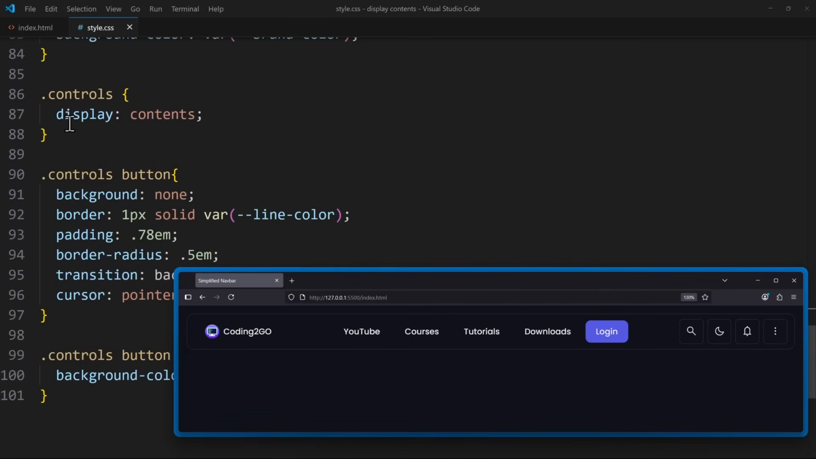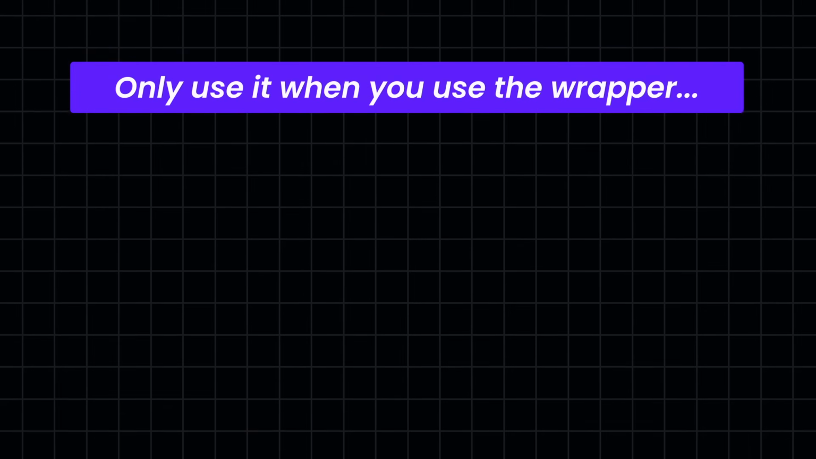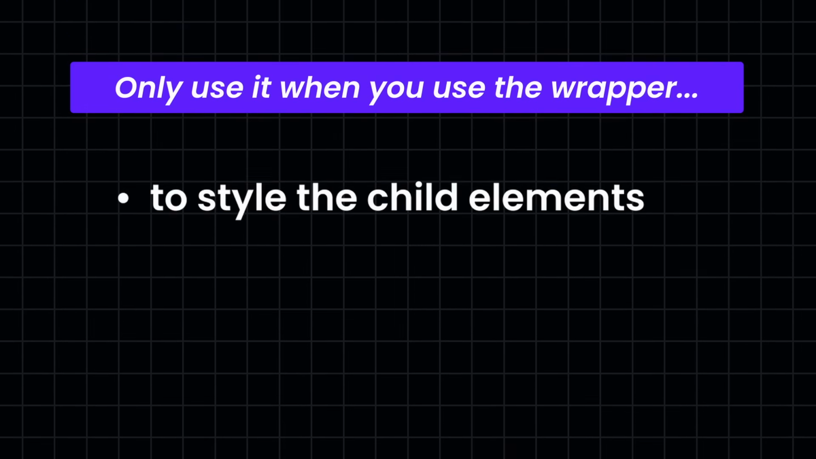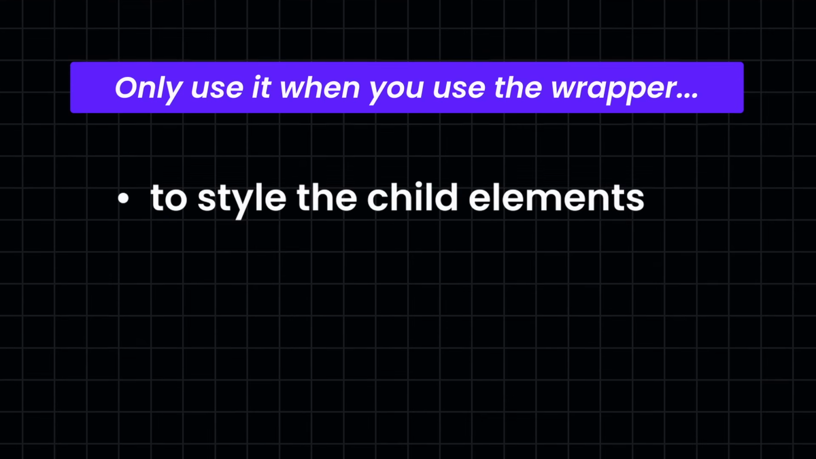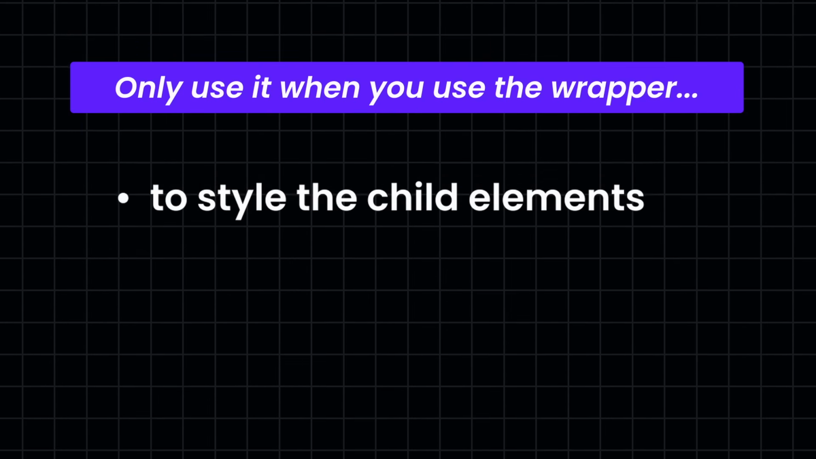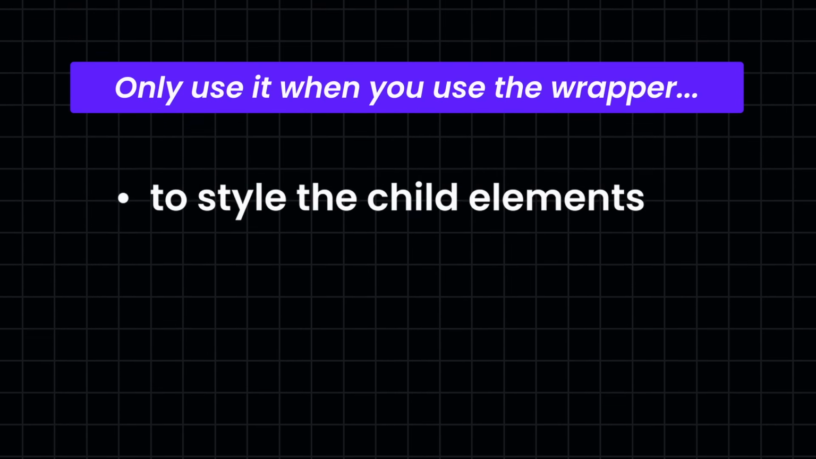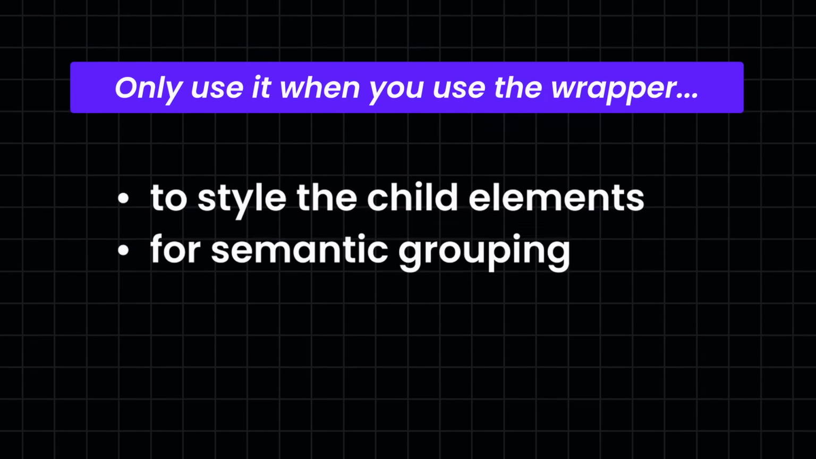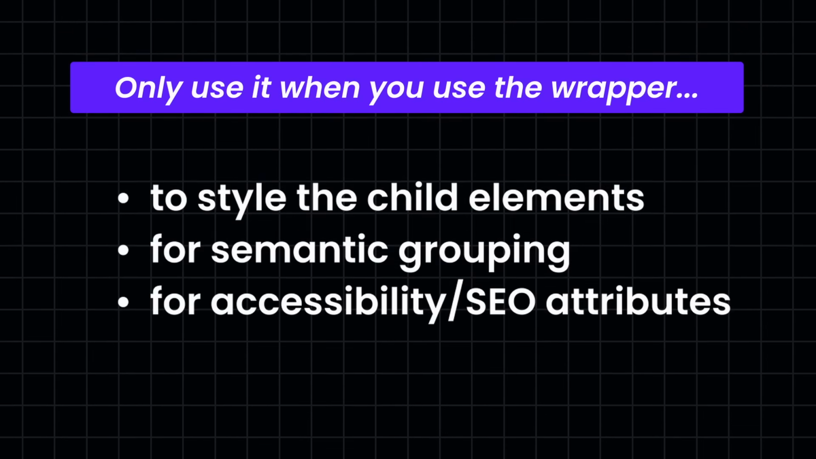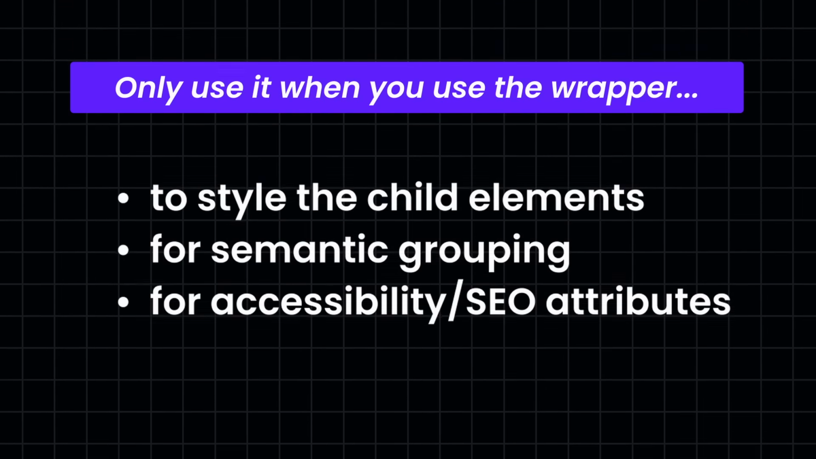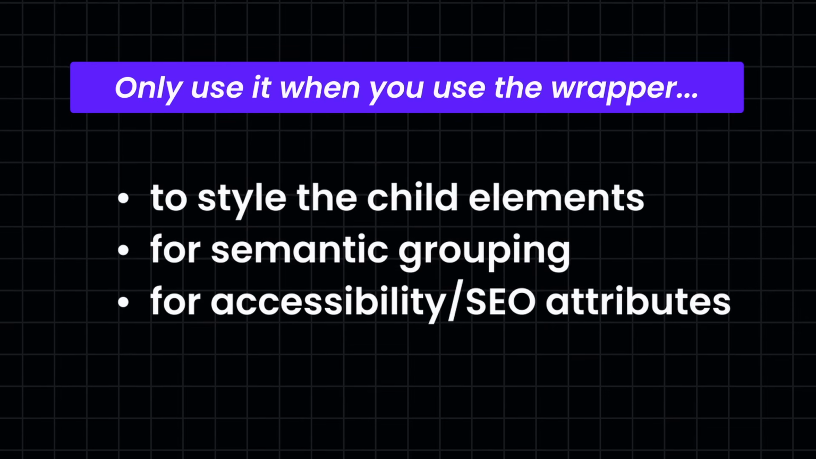So for the future, remember, display contents will act as if the element does not exist, and it moves the child elements one layer up in the HTML hierarchy, which is great if you want to continue to use the same layout styles from above. Only use display contents when you don't actually want to style the wrapper visually, and you only want to use it to style the child elements. It will also come in handy if you use the container only for structural reasons, like semantic HTML grouping, or accessibility attributes like ARIA, or even search engine optimization. In all of these cases, use display contents.